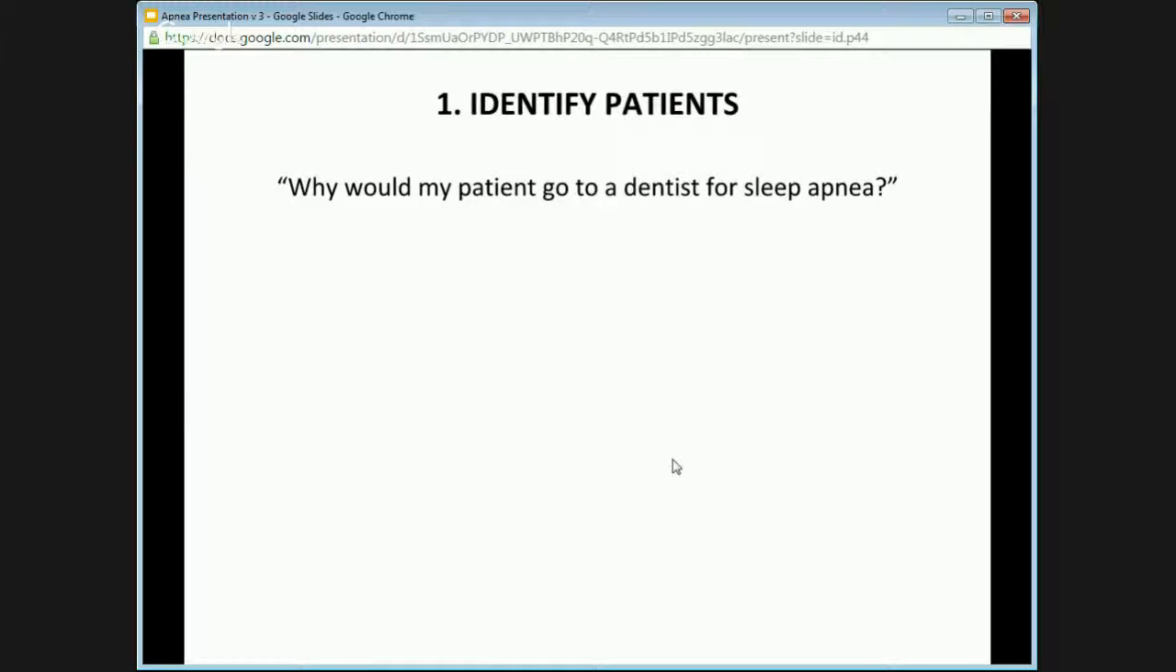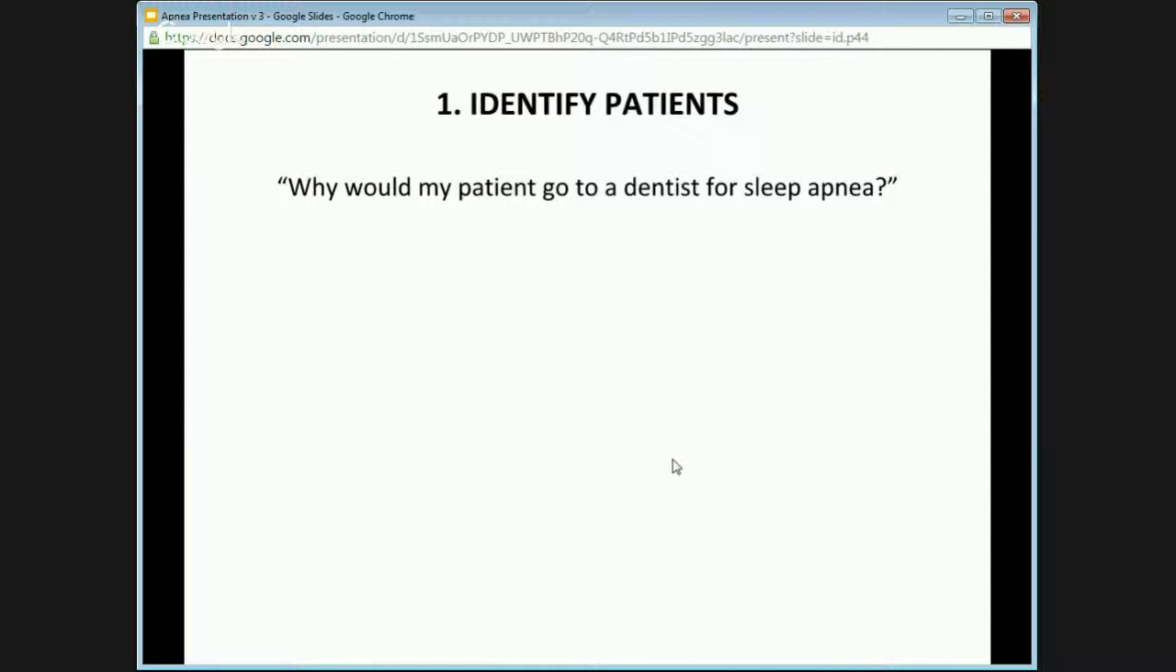So before we get into it, you may ask yourself, I'm saying, Dr. So-and-so, you need to identify patients in your practice. But you may say, well, why would my patient come to me? I'm a dentist. Why are they going to come to me for sleep apnea? They probably are not going to come to you unless you're advertising that you treat it. They're probably not going to knock on your door and say anything.